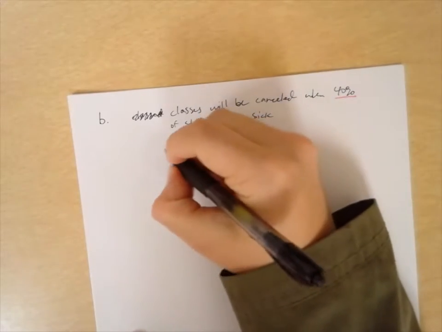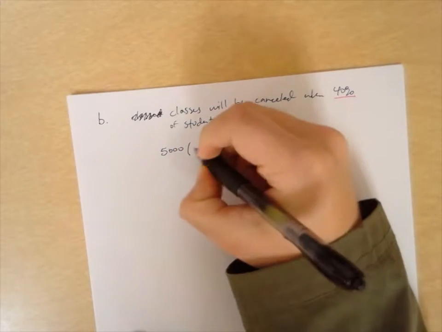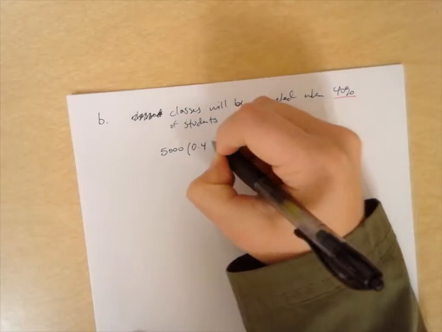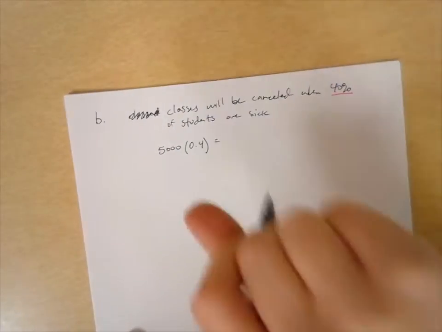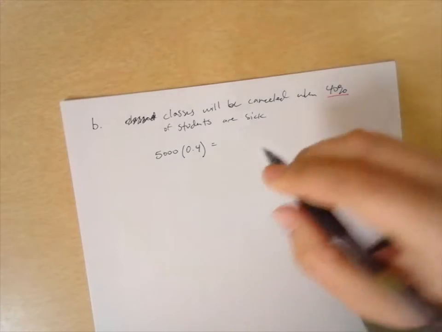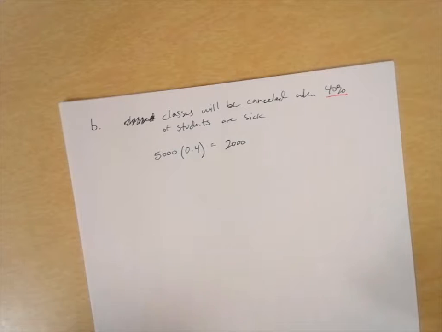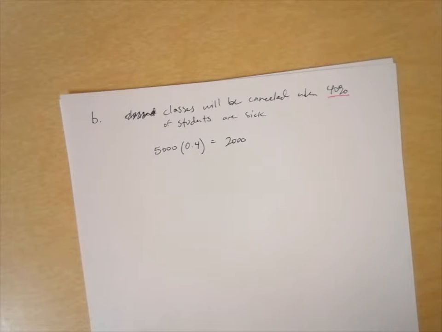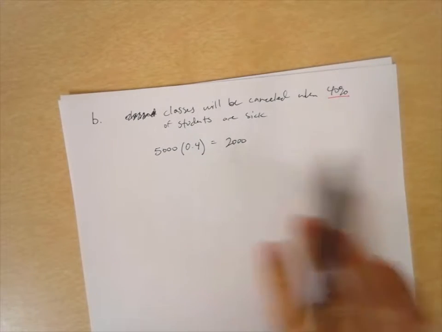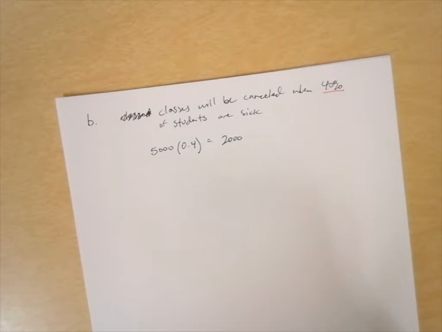So what we can do is we can say 5,000 times 0.4, and that gives us the number 2,000. Okay, so 2,000 represents when 40% of the population would be sick. So what we can do is we can solve an exponential equation if we use 2,000 as our y value.